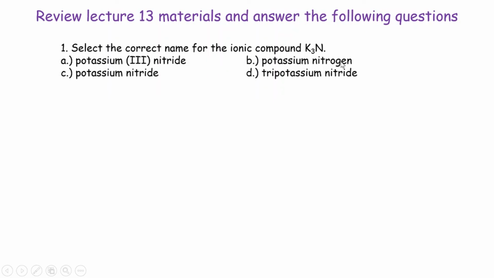Potassium nitrogen: the first part is correct, but for the second part you always have to use the ion's name, and nitrogen is an element's name, so B is out. C, potassium nitride. Potassium is correct, nitride is the ion's name for nitrogen, that's also correct, okay? Then what's wrong with D? D is also potassium nitride, but prefixes are used. Prefixes are not needed for ionic compounds. So that's why D is incorrect.